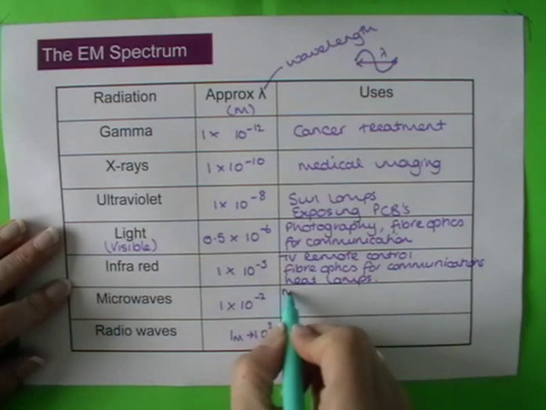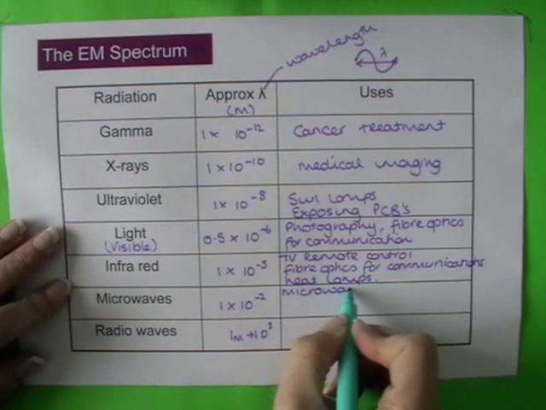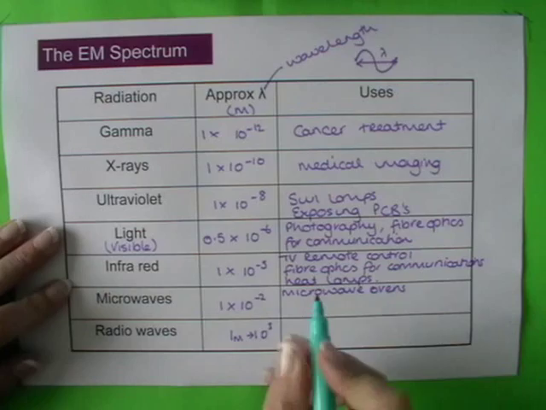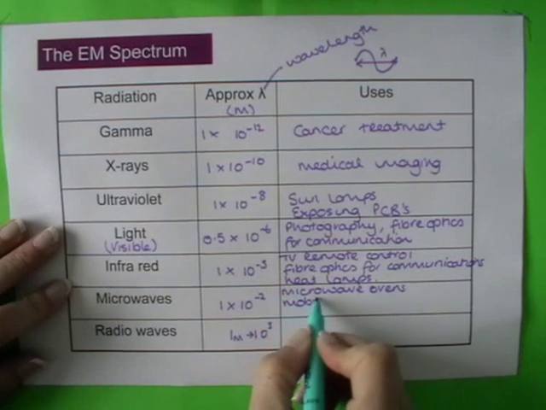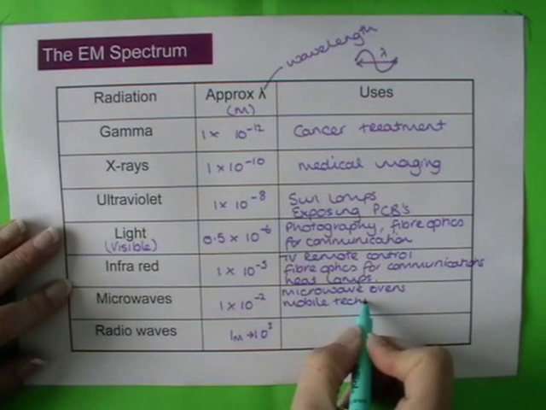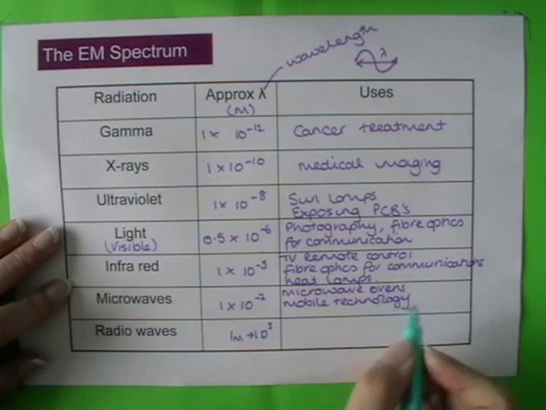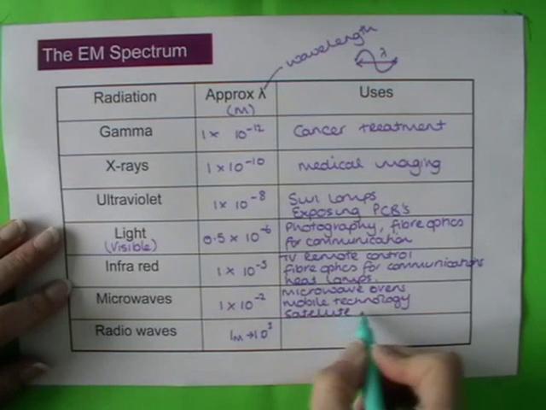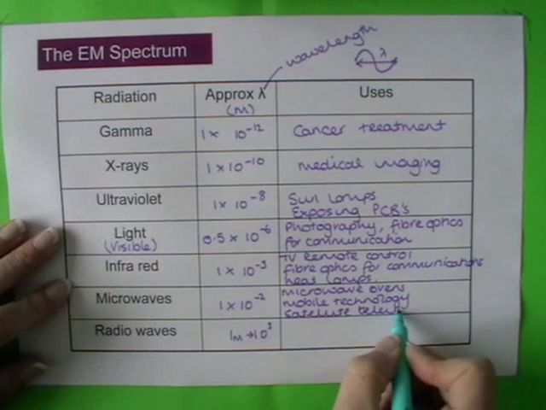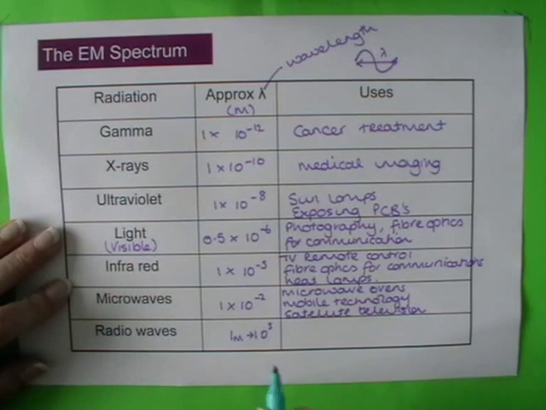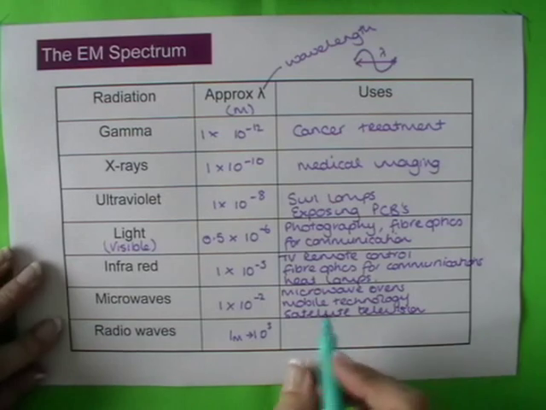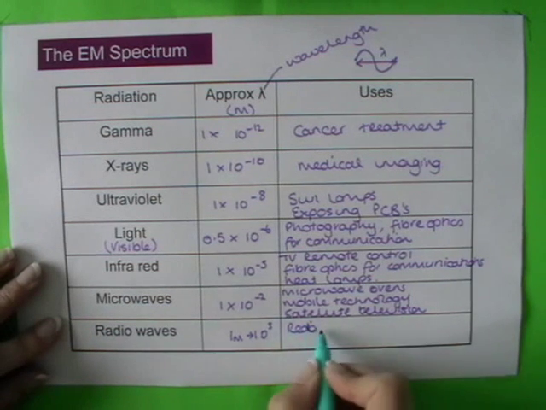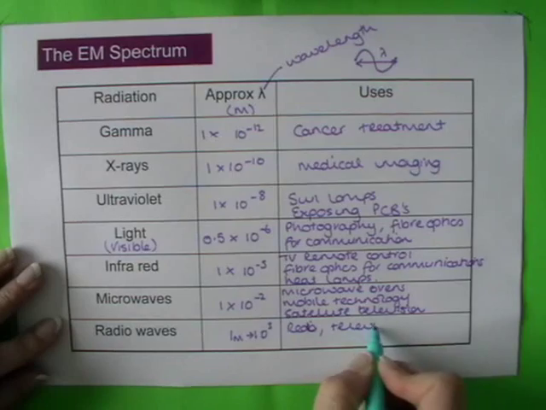Microwaves. Well, obviously you have your microwave ovens. That's the first idea that jumps to mind. But microwaves are also used in mobile phone technology to transmit signals and also for satellite television. And radio waves then are used for radio communications and also for television.